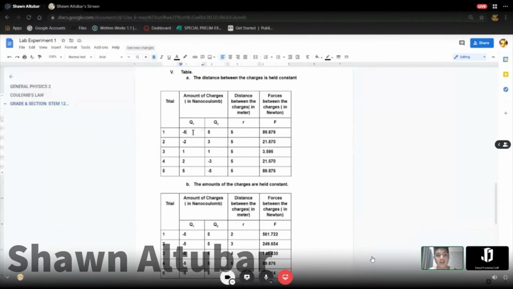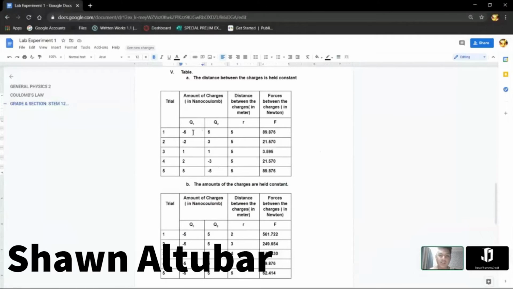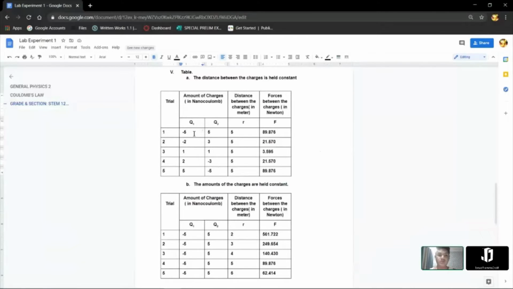So today, I'm going to discuss the first table and the second table in our experiment. In the first table, the distance between the charges is constant, while the amount of charges changes. The values of the charges increase and decrease per trial. Q1 increases its value as the trials go on, while Q2 decreases. The distance between the charges is 5 centimeters. Lastly, these are all the values of the forces between the charges.